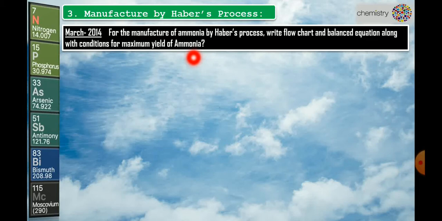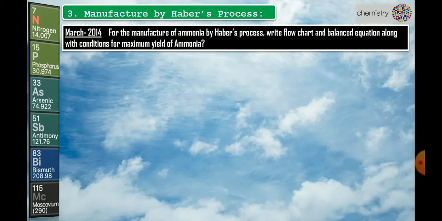Question number, I hope, 20th. This question may come as question number 20 of your question paper. How many marks will this question be asked for? 3 marks. So 3 points are asked here. Which 3 points have they asked? Write a flow chart. If you draw the flow chart, that carries 1 mark. Balanced equation carries another mark and conditions carry the 3rd mark. So it's a very simple process. Flow chart gets 1 mark, equation gets another mark, and conditions get one more mark.